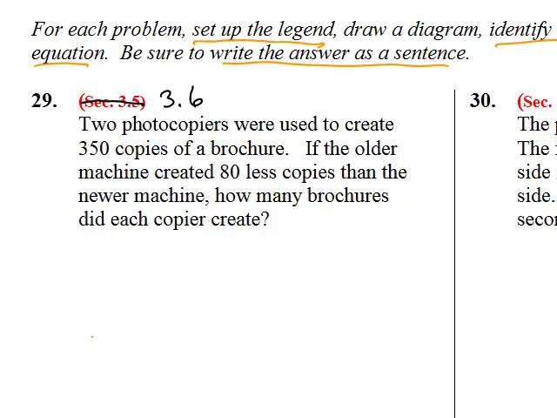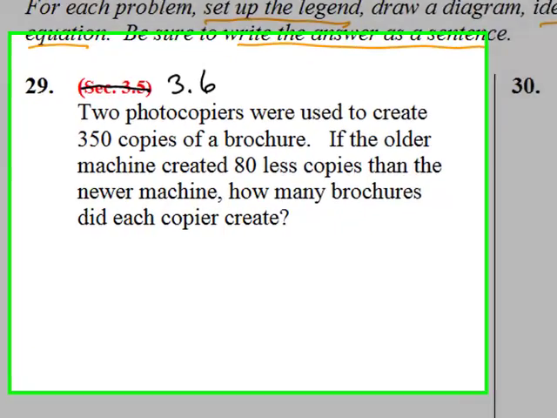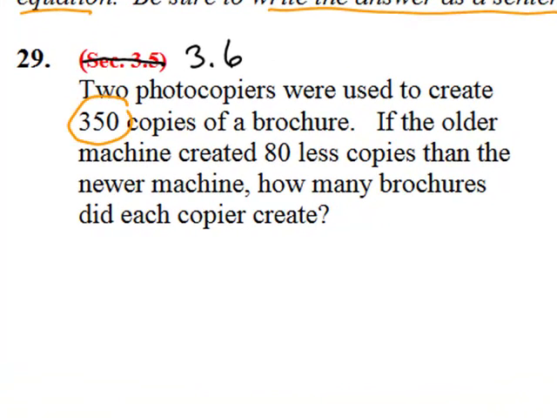2 photocopiers were used to create 350 copies of a brochure. Now it sounds to me like we've used them together and that this number right here is the total. So we'll keep that in mind. If the older machine created 80 fewer, it says less, but it should say fewer. If the older machine created 80 fewer copies than the newer machine, how many brochures did each copier create?